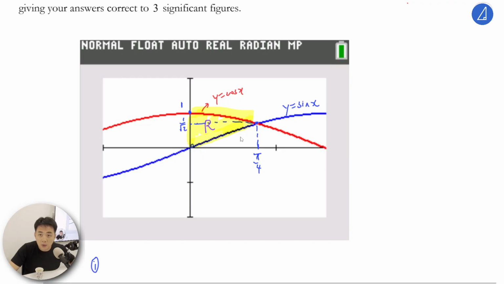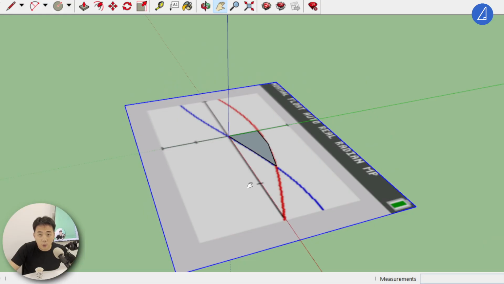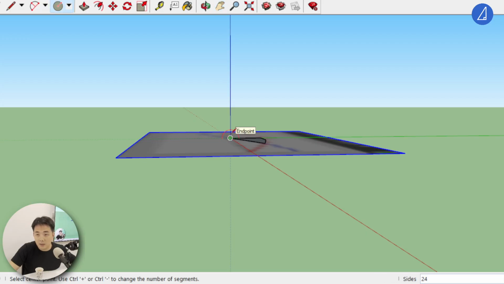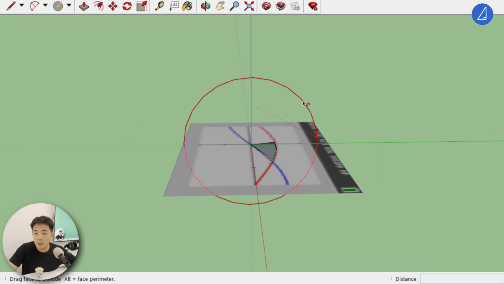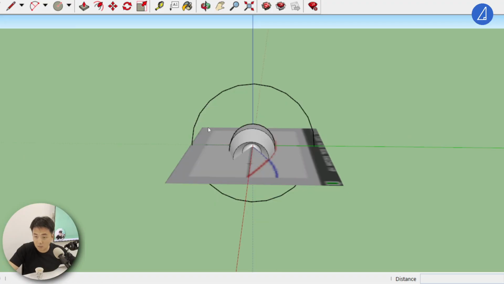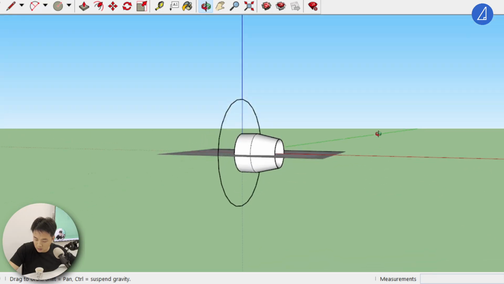So usually what I tell students to do is to visualize how this will look like in three dimensions. If you rotate this about the x-axis, could you see that it looks something like that? Something like that. So you just need to rotate this about the x-axis. Okay, this is how it looks like.